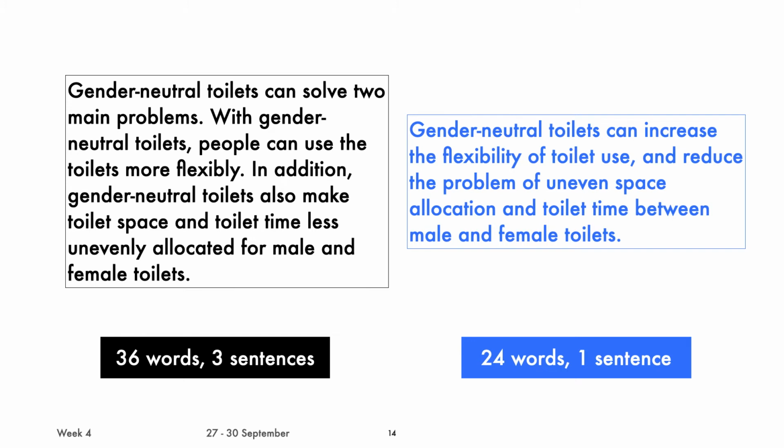But if we look at the sentence on the right, we have something like: gender-neutral toilets can increase the flexibility of toilet use and reduce the problem of uneven space allocation and toilet time between male and female toilets. So the original text has 36 words in 3 sentences, and now the rewritten text would just have 24 words in 1 sentence. Again, this proves that if you manage to nominalize some of the ideas in your text, your writing can become more concise.